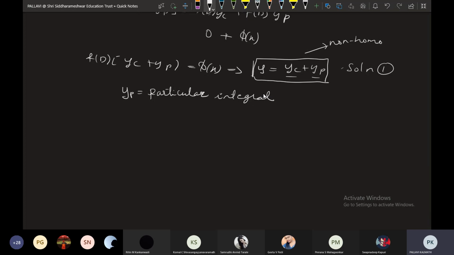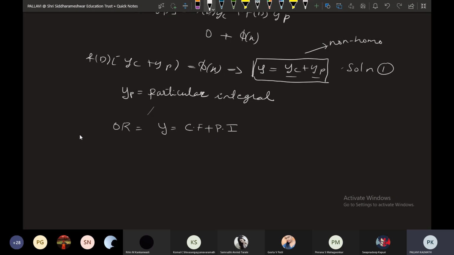These are all theories. You just remember: for a homogeneous equation, the solution consists of the complementary function, and if you have a non-homogeneous equation, the solution will consist of both the complementary function and the particular integral. Or else it is also represented as the solution y equals complementary function plus particular integral. Is it clear?